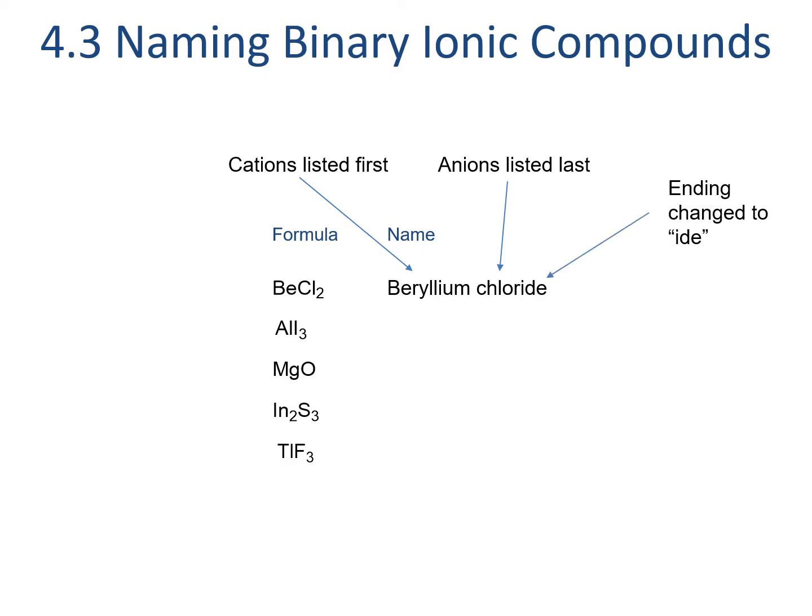So along the same lines, AlI3 is aluminum iodide instead of aluminum iodine. Notice that we typically don't give any indication of how many cations and anions there are. It's assumed that we know or can figure out the charges of the ions from the periodic table and can figure out ratios from there. See if you can name the remaining 3 ionic compounds before you continue.